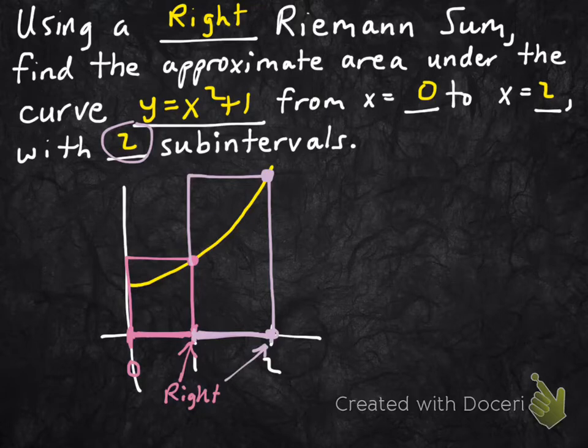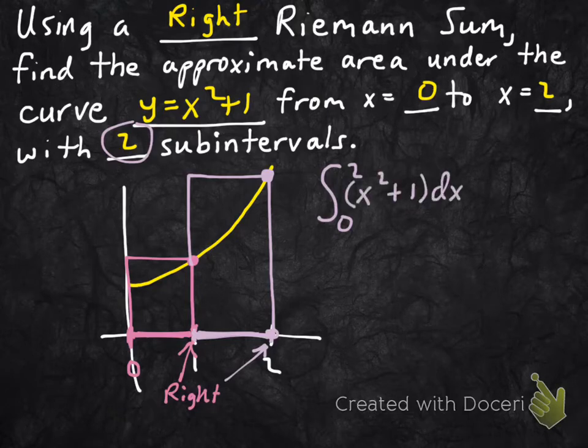Then we just have to find the area. I'm going to introduce this notation one more time. This notation is the integral from 0 to 2 of our function x squared plus 1 with respect to x, which is approximately equal to... So now you're learning the connection between the integral and our approximation. We're going to approximate the integral using a right-hand Riemann sum.